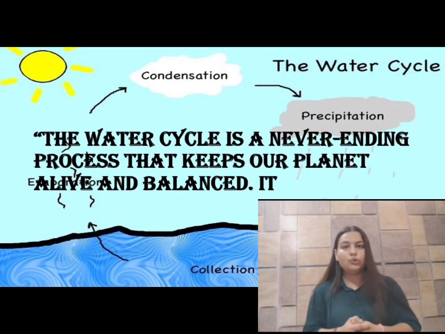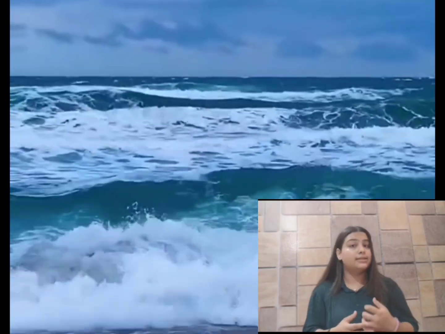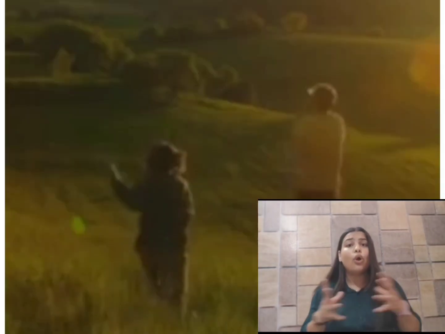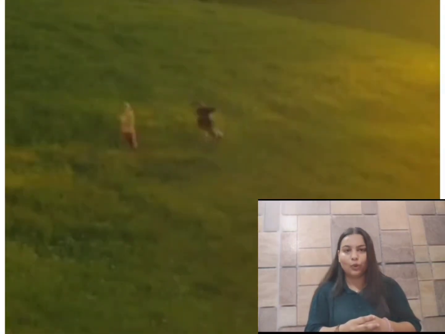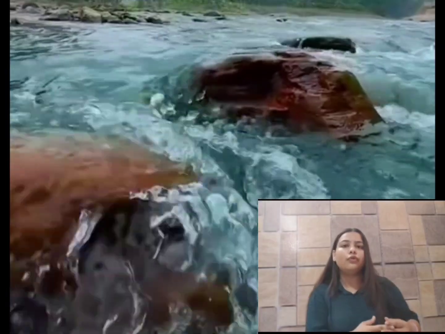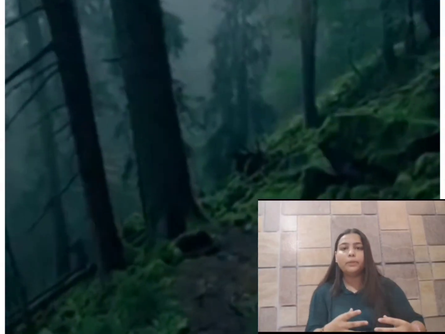So in conclusion, the water cycle is the never-ending process that keeps our planet alive and balanced. It connects the oceans, the sky, the land and all the living beings in one continuous flow of life. Without it, there would be no rivers, no forests, no food, no people.